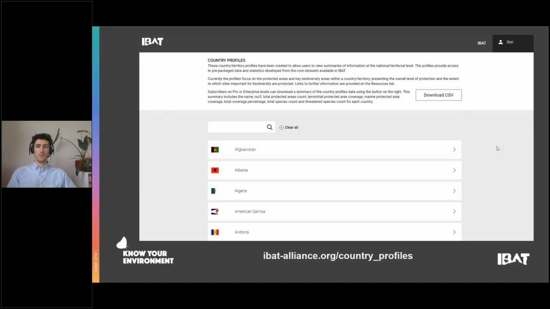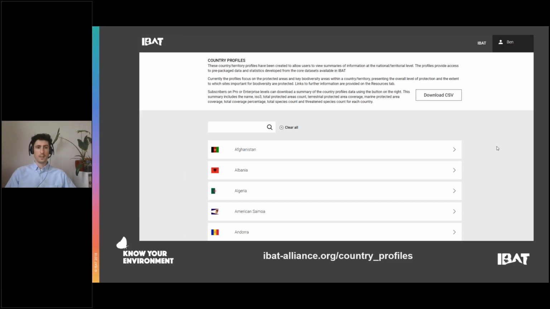And those data are visible through our data map, but you can also interrogate them and look into them at a national level. One of our really useful resources is the IBAT country profiles. These are great if you are interested in understanding the biodiversity in the countries where you operate, but also if you're going into new areas, investing in new countries or working in new places, then these can help you to understand the biodiversity landscapes in those locations.